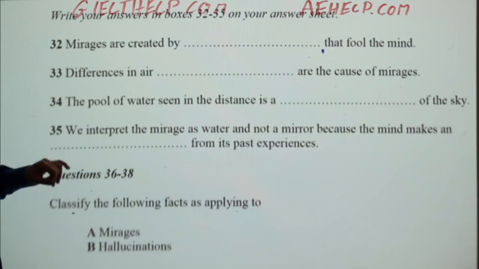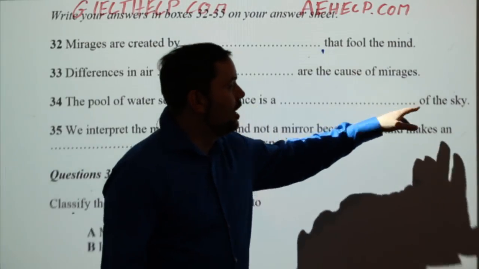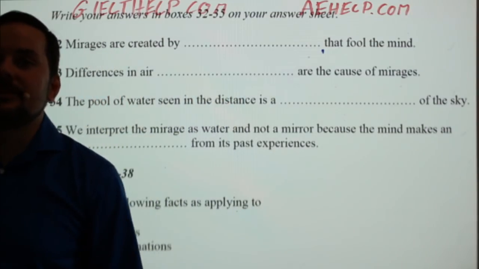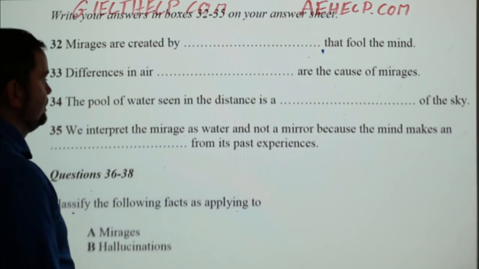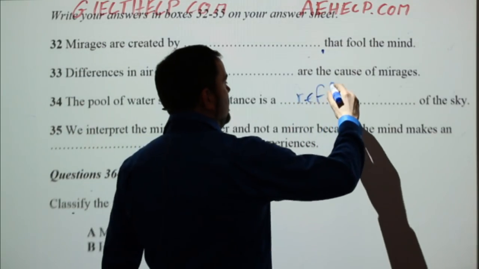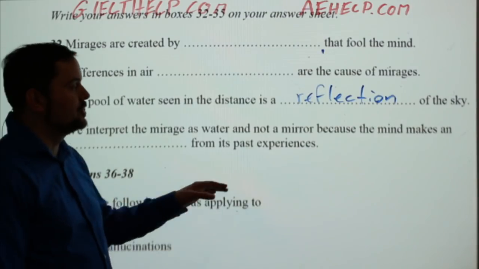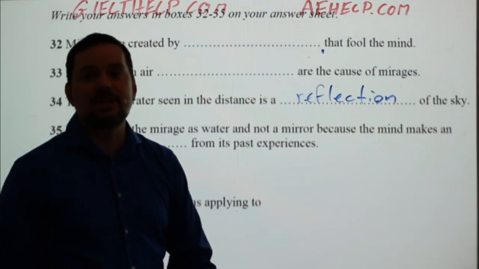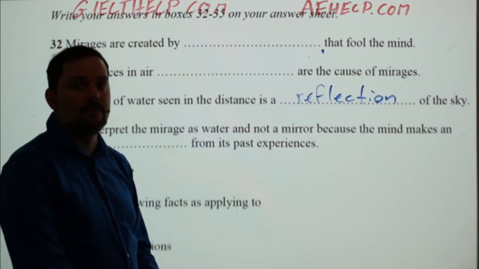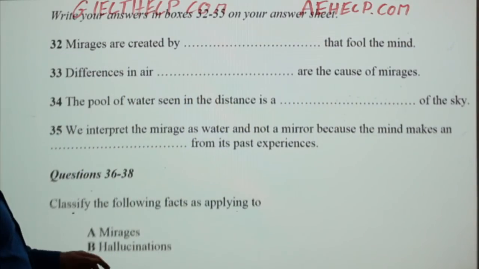Okay, so number 34. The pool of water seen in the distance is of the sky. You can probably get this one without looking at the passage. You hopefully do not need to go back to the passage for all these questions. Yeah, reflection, just reflection, okay? It's maximum 2 words. 1 word is enough here. It makes sense. It's clear. They will take the word reflection, okay? Small r, reflection of the sky, okay? So reflection is the correct answer there.